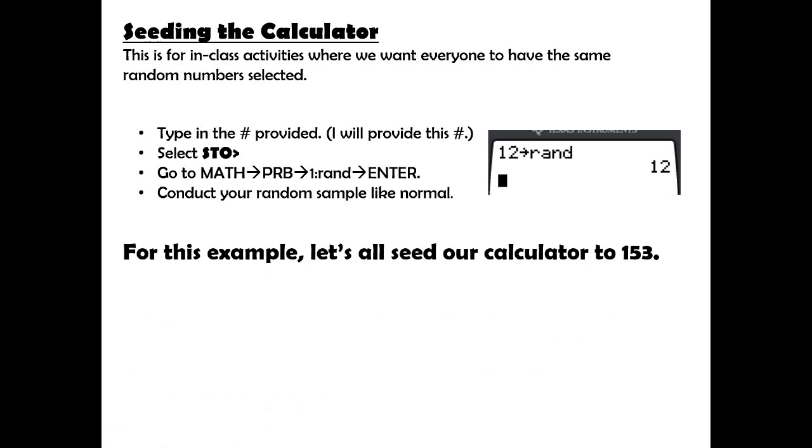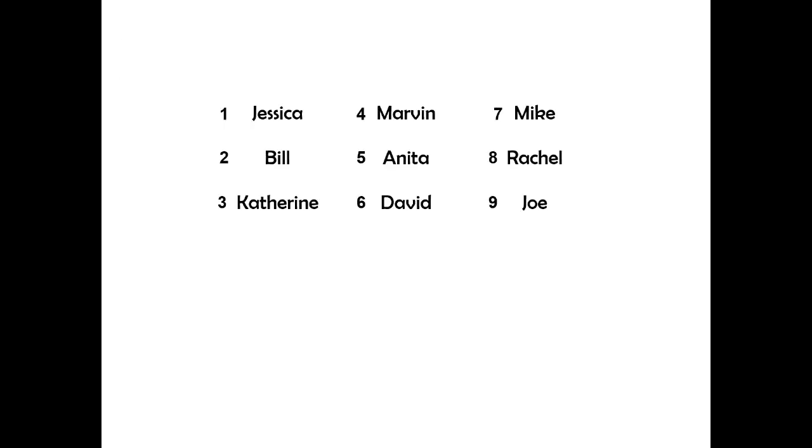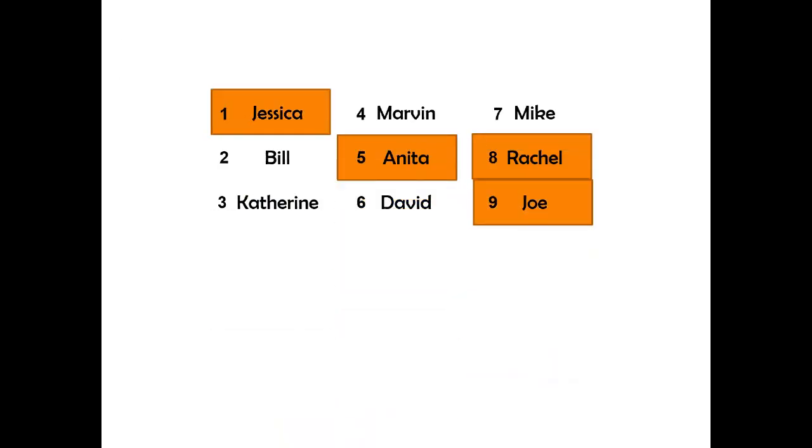So let's use 153 in our calculator. So type in 153, select the STO button, which is above on, and go to Math, PRB, number 1, and hit enter. Then you can conduct your simple random sample. So you should have gotten Jessica, Anita, Rachel, and Joe. Right?